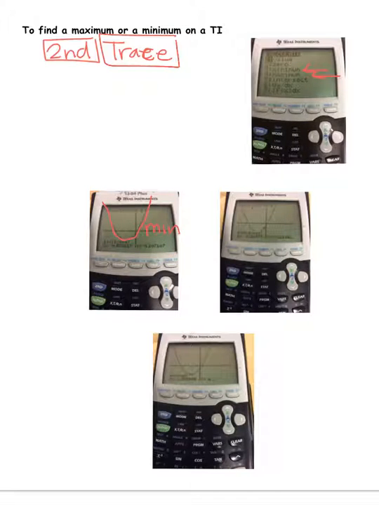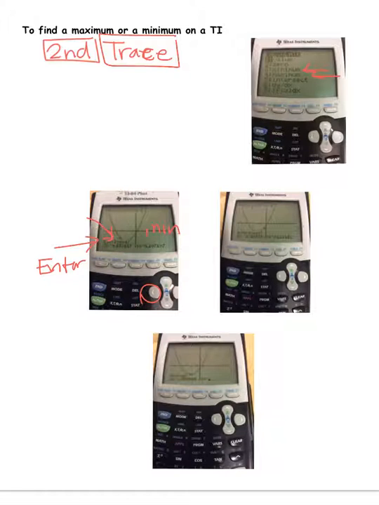Well, when you press number 3, it asks you a question. You can't just hit enter 3 times like we did with intersection. We actually have to answer the questions. So, if you look at this graph, the question it asks is, what's the left bound? They want us to be on the left side of the minimum. If you look really closely, that cursor right there, that's where that blinky dot is. I used my left arrow key to get over to the left side of the parabola. And then you click enter.